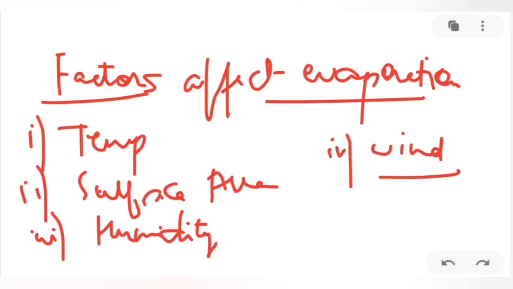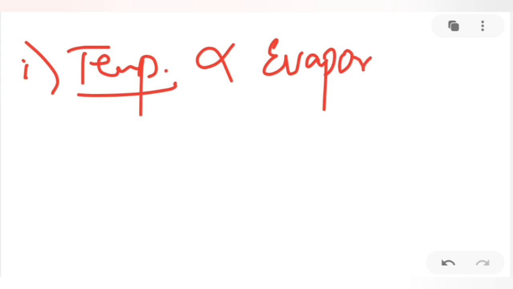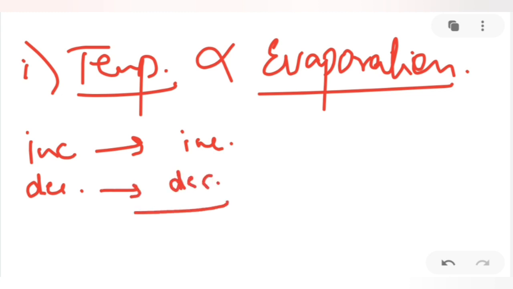So now let's start from the first factor, that is temperature. What is temperature? All of you know. And what effect does it have on evaporation? The rate of evaporation is directly proportional to temperature. It means that when you are increasing the temperature, the rate of evaporation will also increase, and if you are decreasing the temperature, the rate of evaporation will also decrease.